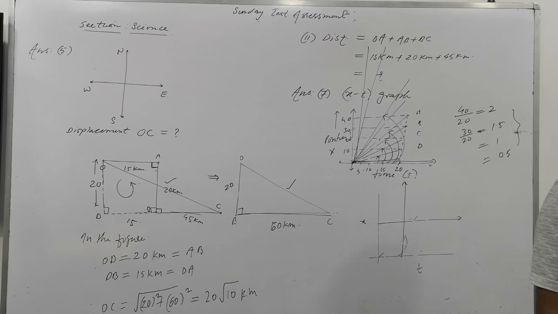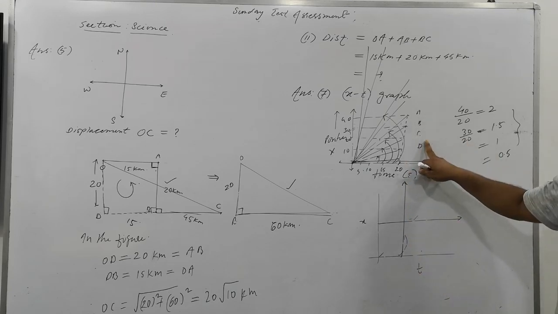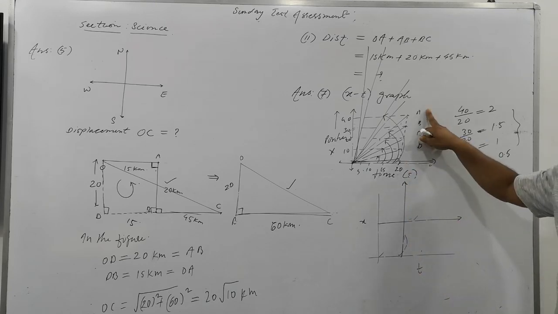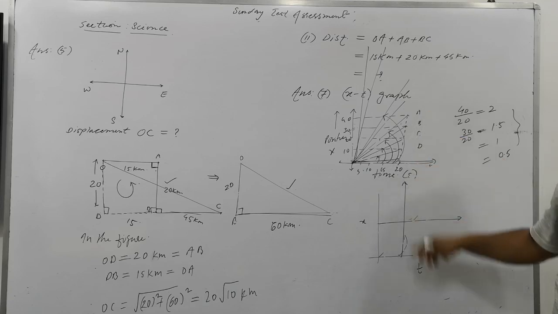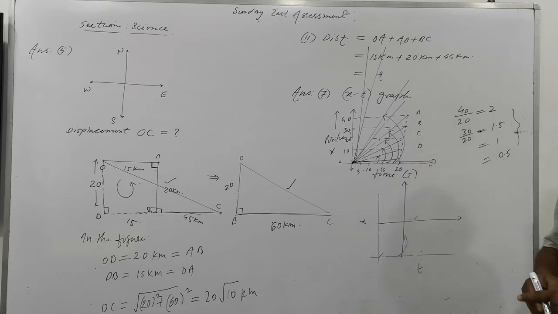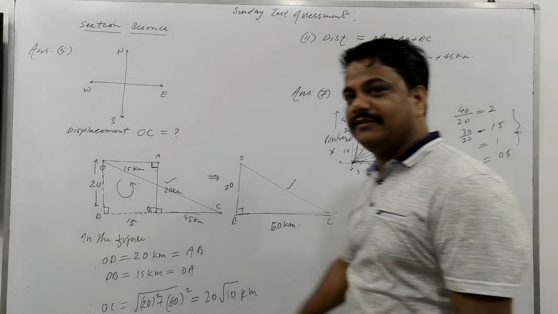Slope is the measure of speed or velocity. The higher the slope, the higher the speed. Which object is traveling faster? A is traveling fastest, and D is traveling slowest. Is that clear? So finally you understood the graphical concept.